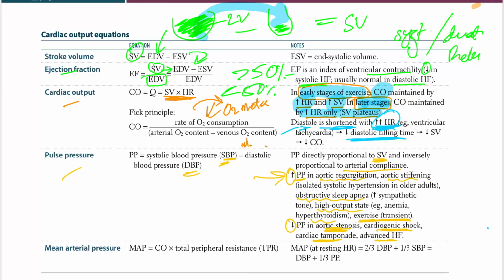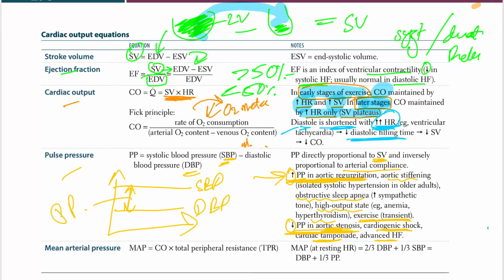While decrease in PP is in aortic stenosis, cardiogenic shock, cardiac tamponade, and advanced heart failure. Okay, so these are a couple of things, but remember this aorta is important. Aortic regurg versus aortic stenosis. Aortic regurg has increase in pulse pressure, while aortic stenosis has decrease in pulse pressure. And what is pulse pressure again? In a schematic diagram, let's just draw it. We have a systolic blood pressure, we have a diastolic blood pressure, and this thing right here is going to be the pulse pressure. Again, PP equals SBP minus DBP, which is diastolic blood pressure, right? So that's what you have.